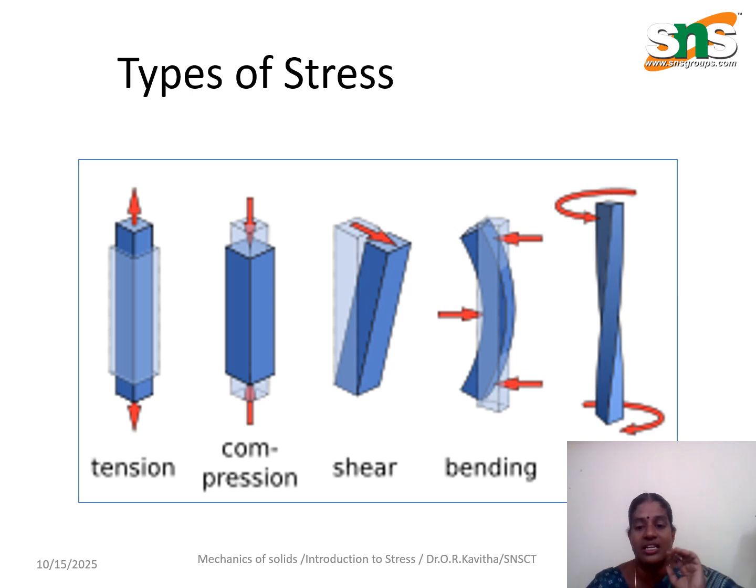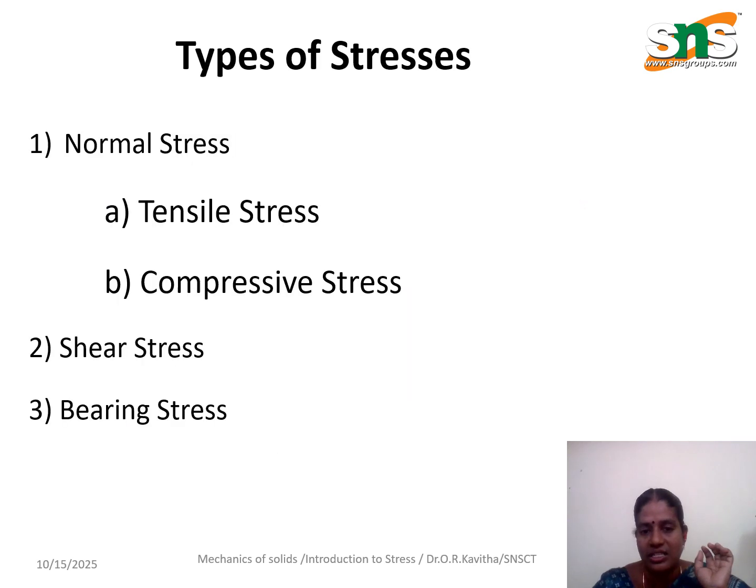So now we will see the types of stresses. According to the type of loading, the type of stresses will vary. So the first ones are tension, compression, shear, bending and torsion. Now we will see them one by one. The types of stresses are commonly classified into normal stress, shear stress and bending stress. Again, normal stress is classified into tensile and compressive. We will see one by one.